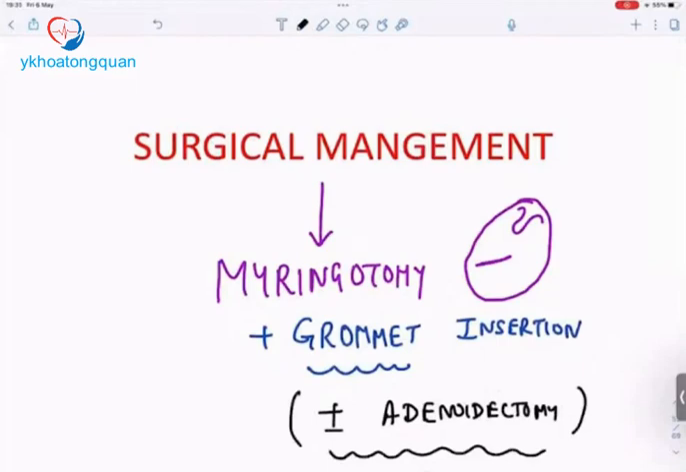common cause. So the proper treatment of surgery of this patient is myringotomy, means giving a cut on the tympanic membrane. After that, you put the grommet and plus minus another surgery called adenoidectomy. You remove the adenoid also because we know adenoid is the most common cause of glue ear.